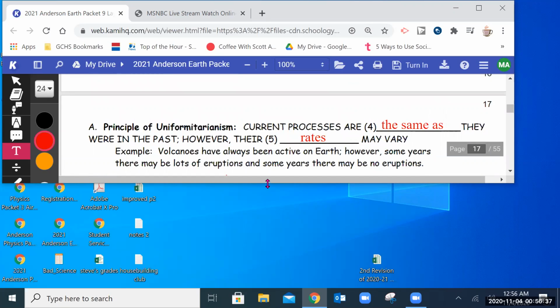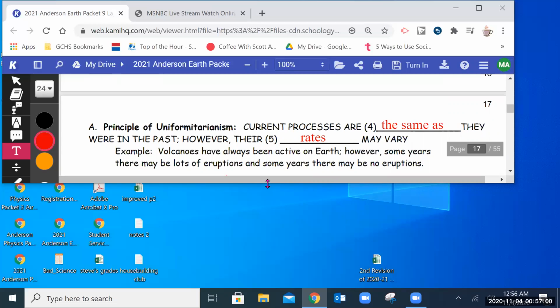The principle of uniformitarianism, that's a big word for you. This is the idea that current processes are the same as they were in the past. However, their rates may vary. For example, volcanoes have always been active on Earth. However, some years there are lots of eruptions, and some years there may be no eruptions.